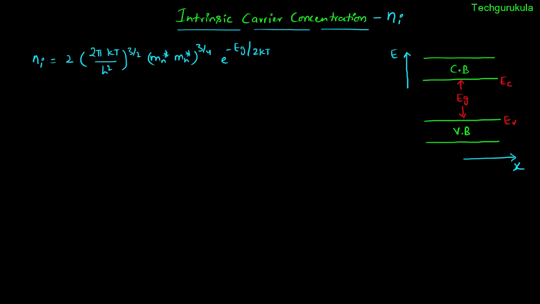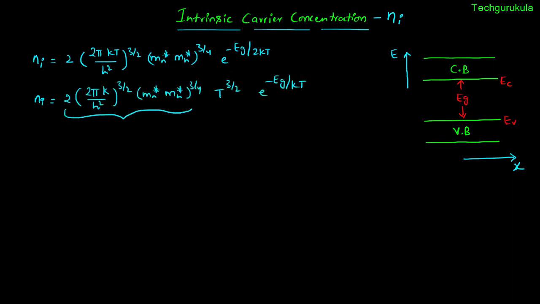Now we can still further rewrite this to separate the terms in terms of temperature dependent versus temperature independent. Now these terms are independent of temperature, so I'm going to take Ni equal to some constant. I'm picking a constant A times T to the power 3/2 times e to the power minus Eg over 2kT. Sorry, here we should be having 2.